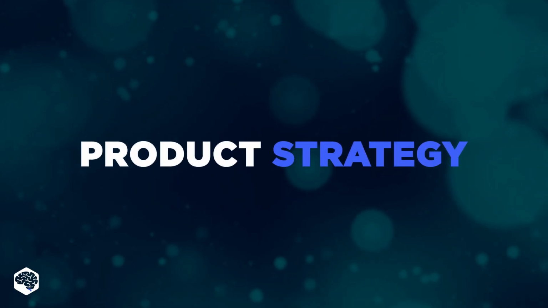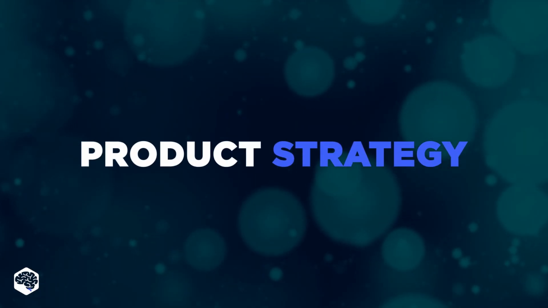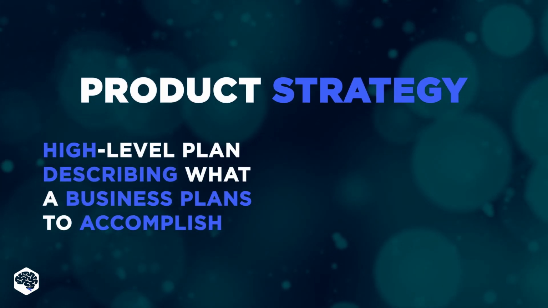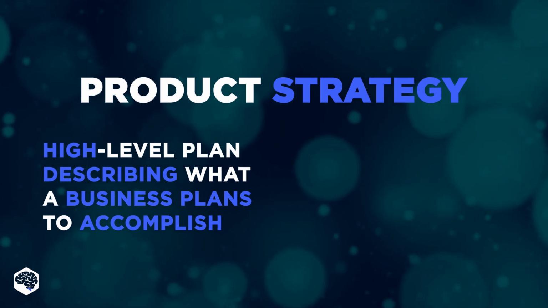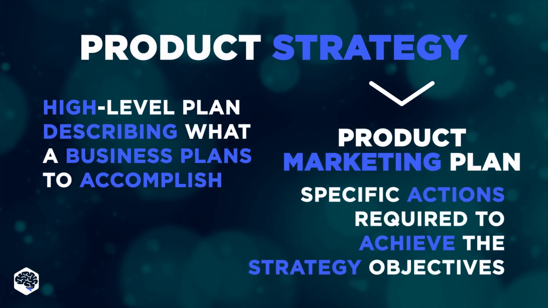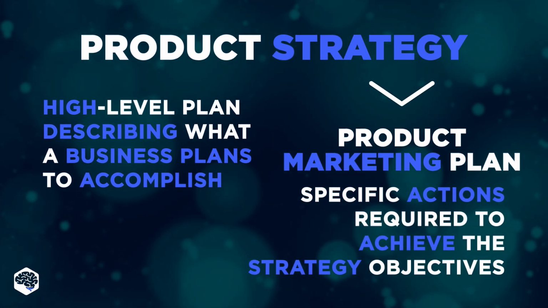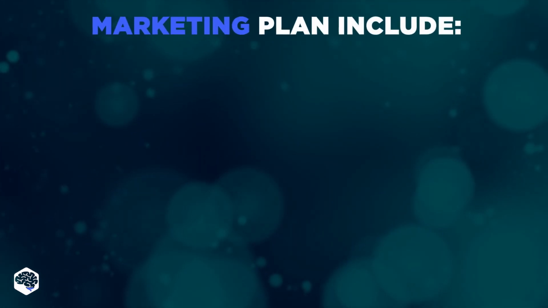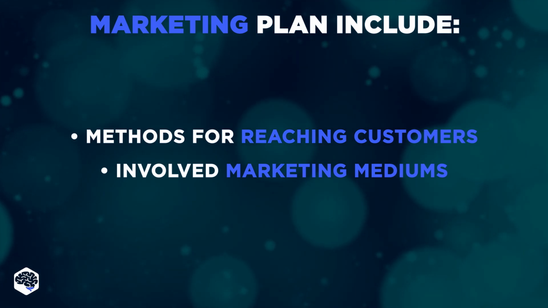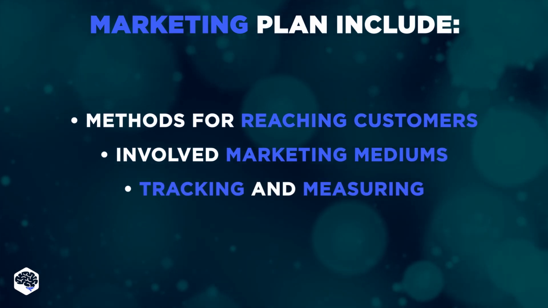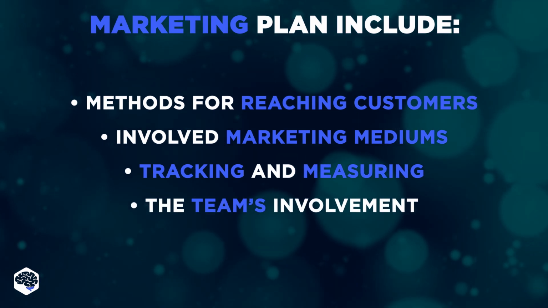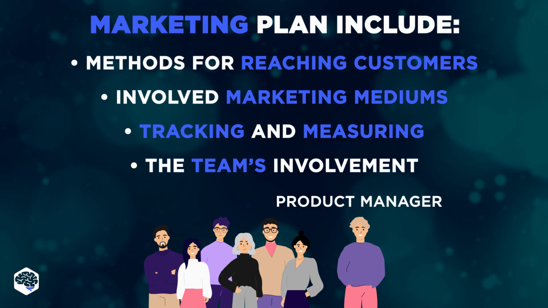So what is product strategy? It is a singular vision you have for the product. A product strategy is a high-level plan describing what a business hopes to accomplish with its product, and how it plans to do so. A product marketing plan describes specific actions that should be taken to achieve the main objectives set in the strategy. The marketing plan defines methods for reaching customers, describes involved marketing mediums, has a section dedicated to tracking and measuring, and describes the team's involvement. The product marketing plan is usually written by a marketing team together with a product manager.